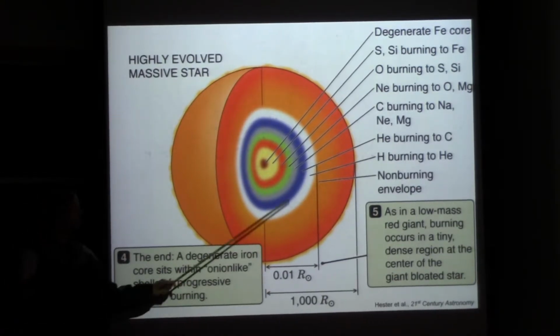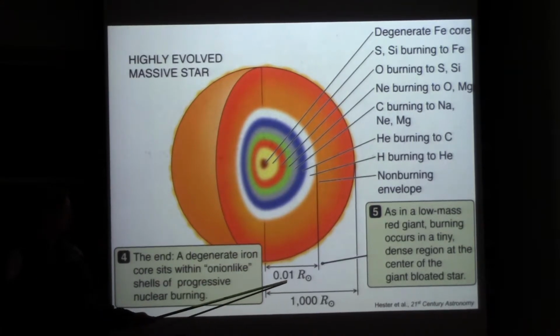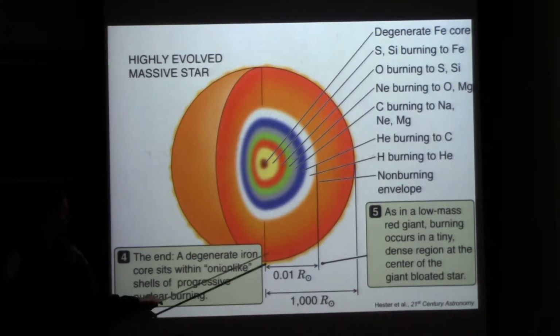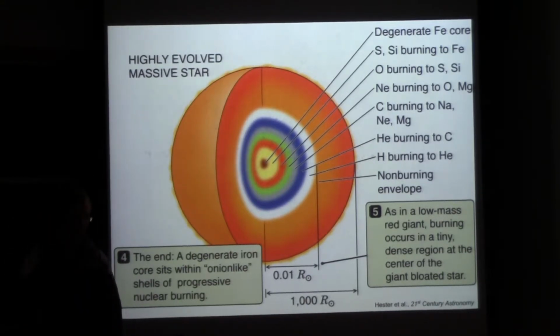So in other words, this whole region here is only about 0.01 solar radii across, which is comparable in size to the Earth. Yeah, the Earth's about 100th of the sun's radius in radius. So it's 0.01 solar radii in radius, so about twice that in diameter. Whereas the star itself can be like 1,000 times the sun's radius. So a tiny little region in the center is where all the action is happening.